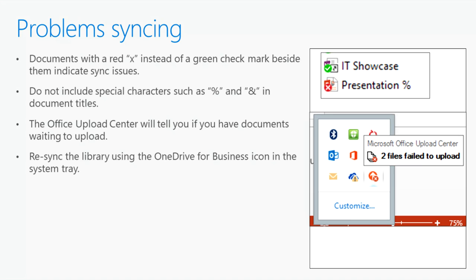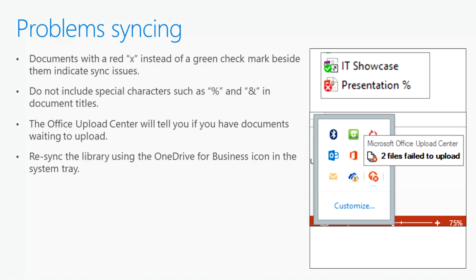Now you do have to make sure that you don't have any special characters in the title of the file in your OneDrive for Business. For example, a percentage sign or a pound sign or an ampersand. OneDrive for Business will not save that file correctly, and it will not synchronize. So you want to make sure that you don't do that.